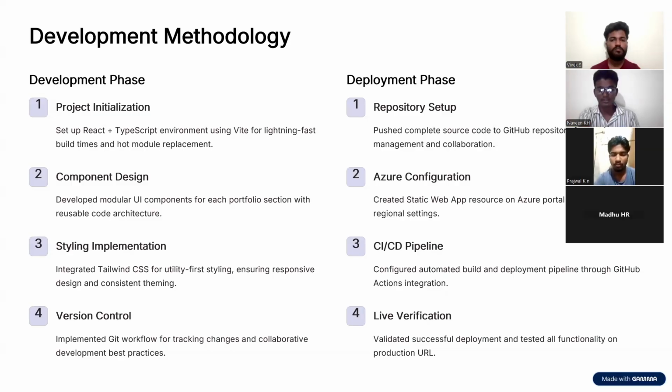And the deployment phase. Repository setup: we uploaded the entire project code to GitHub, which enables version management and CI/CD integration. Azure configuration: we created a static web app using the Azure portal and set proper configuration settings for production deployment. CI/CD pipeline: we connected GitHub Actions to automate build and deploy. Every new push triggers an automatic deployment. Live verification: after deployment, we checked the live website for errors. Next will be continued by my friend Vivek.